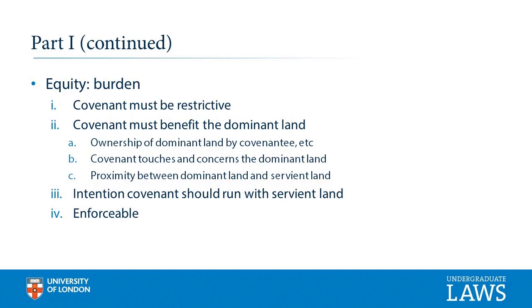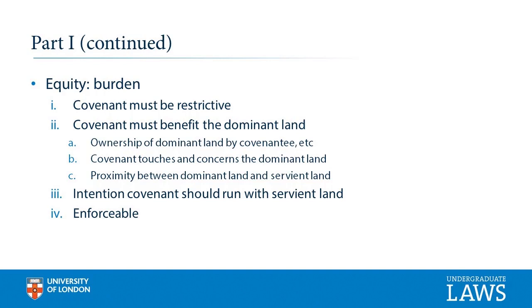The third condition for the burden of the covenant to pass to the covenantor's successor in equity is that the covenanting parties intended the covenant to run with the servient land. The authority for this is Morrells of Oxford Limited against Oxford United Football Club Limited. In other words, it must be clear that the intention of the covenanting parties was that both the covenantor and his successors in title should be bound by the covenant.